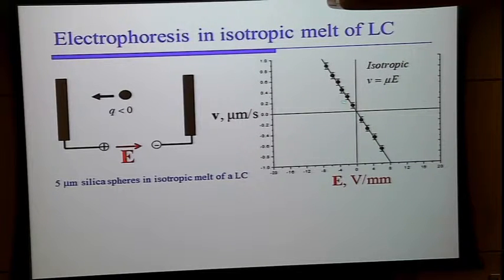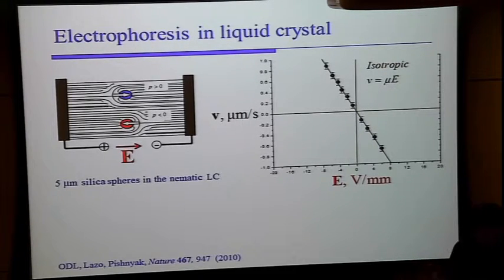And so as you might see, if the field is in one direction, then the velocity is in this direction. If we change the polarity, it's in the opposite direction. But the dependency is linear. Very good. It's just the Helmholtz-Smoluchowski expression for classic electrophoresis, and it should be this way.